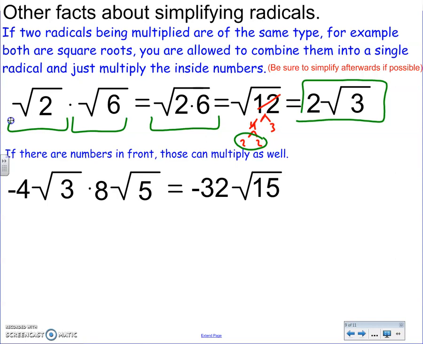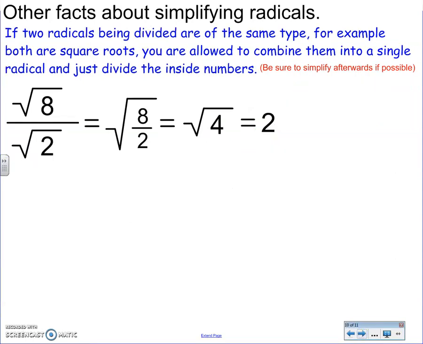So negative 4 root 3 times 8 root 5. Well, negative 4 times 8 is negative 32. 3 times 5 is 15. I check, can I simplify that further? 15 doesn't break down into any pairs. It's just 3 and 5, no pairs, they multiply back together. All right, so that's it there.